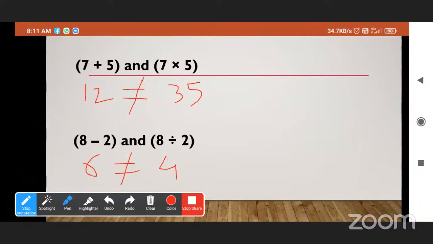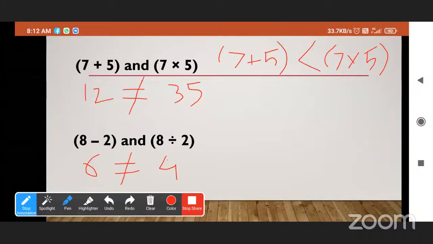So see here, 12 is not equal to 35, but 12 is lesser than or greater than 35? It is lesser. Now we can write it as 7 plus 5 is lesser or greater than 7 multiplied by 5. So we will put this symbol. This is the symbol for lesser than.